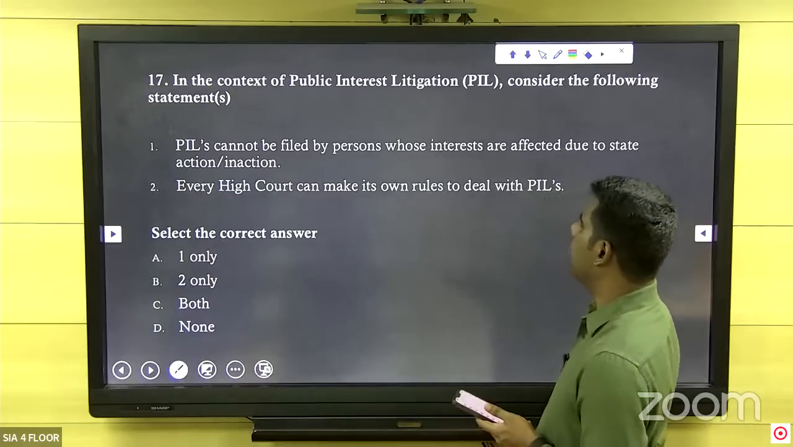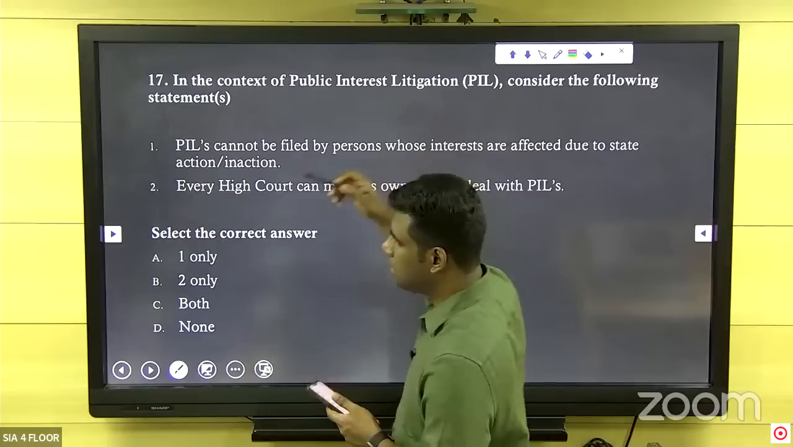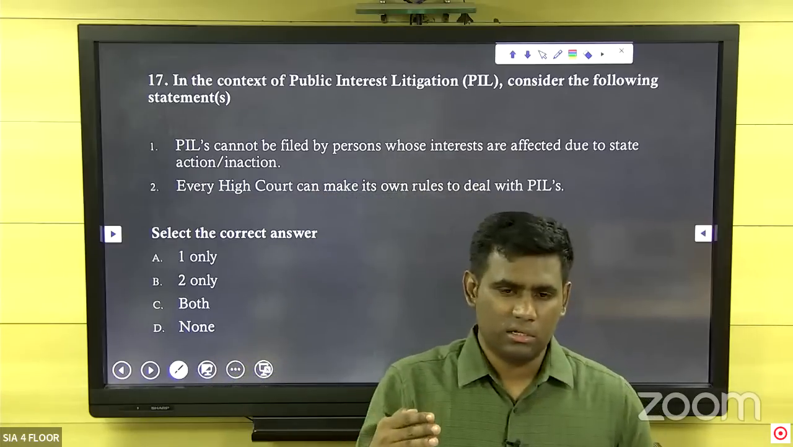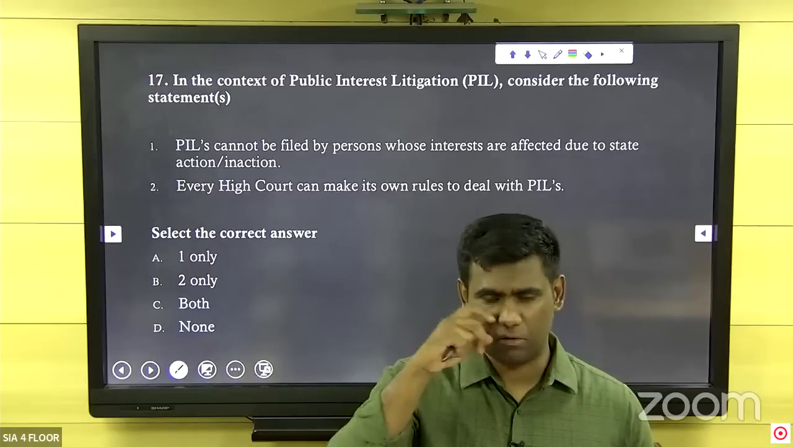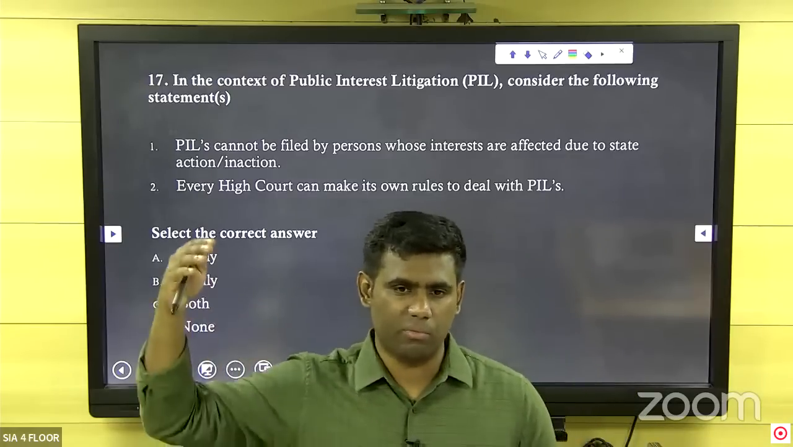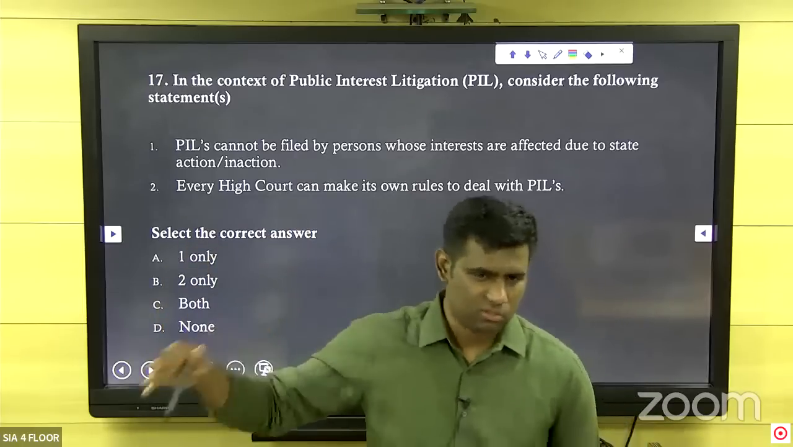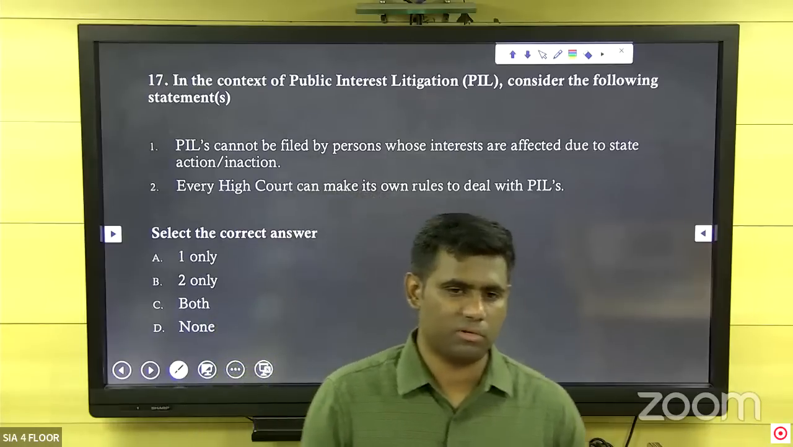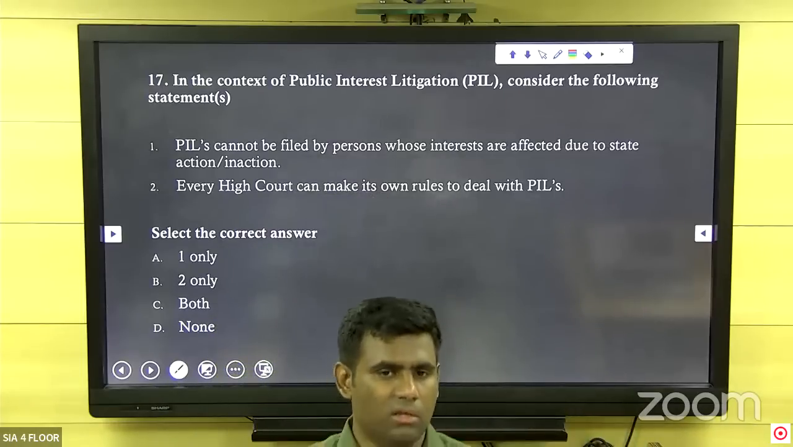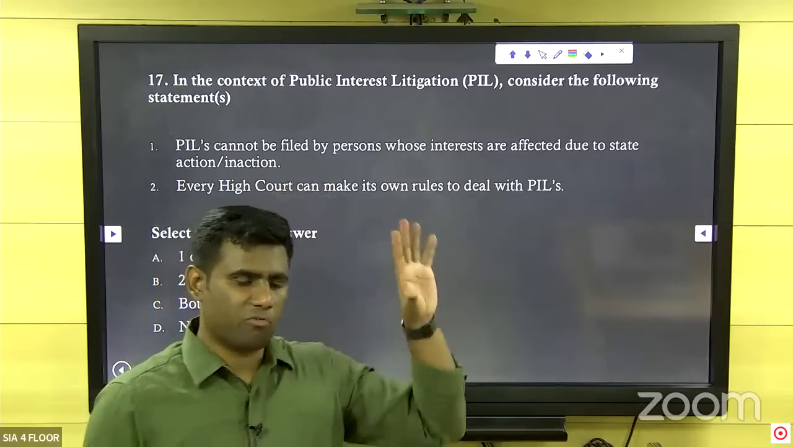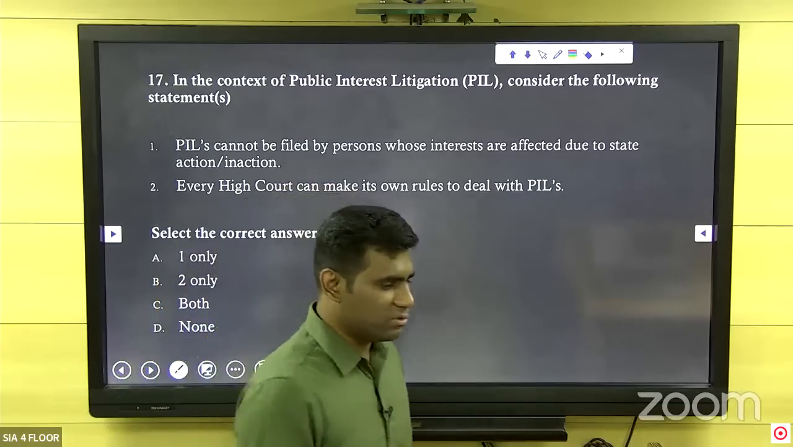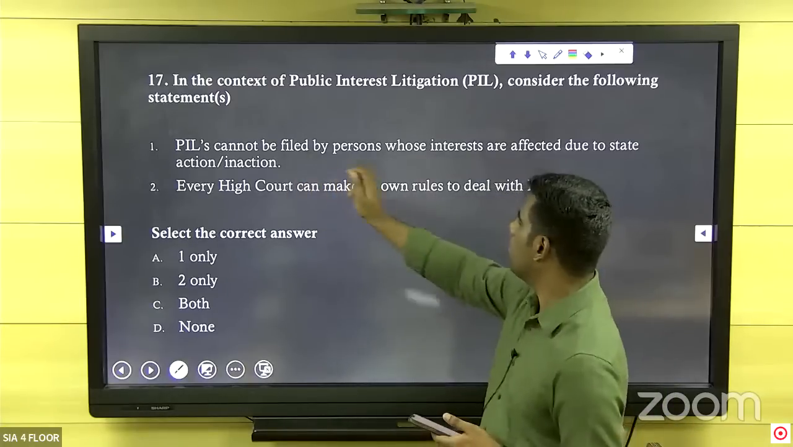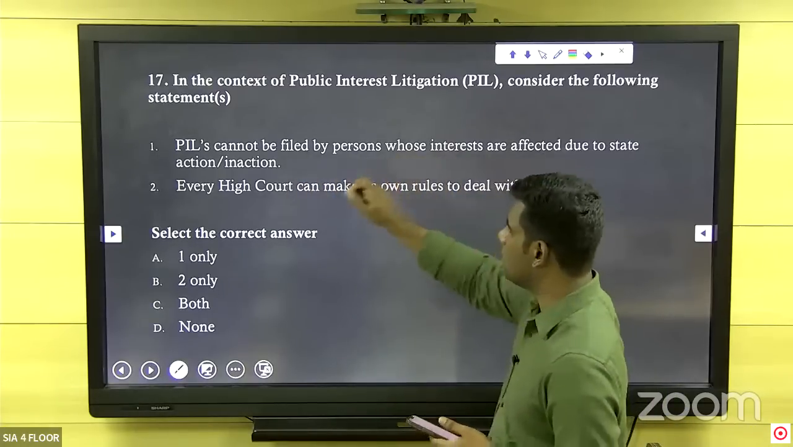Okay, PILs cannot be filed. You know what is the history of public interest litigation? I don't want to go into that. The Hussainara Khatoon case first brought the idea of PIL, where a public interest litigation was filed on behalf of the prison inmates in the state of Bihar. So it was brought to the notice of the Supreme Court. Then the Supreme Court gave relief and improved the conditions of living for prison inmates in Bihar. We cannot discuss every aspect of PIL, but PIL was recently in the news because the Supreme Court had made it clear that PILs cannot be filed by persons whose interests are affected due to state action or inaction.